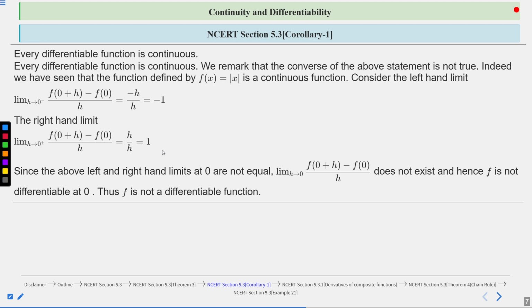So since mod x is continuous but not differentiable, we can say that every differentiable function will always be continuous, but every continuous function will not always be differentiable. The converse is not true, right? Okay, let's move to the next part.